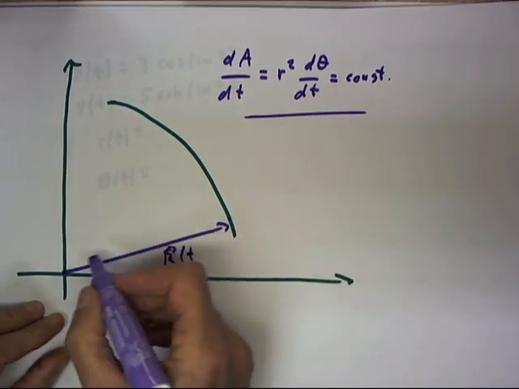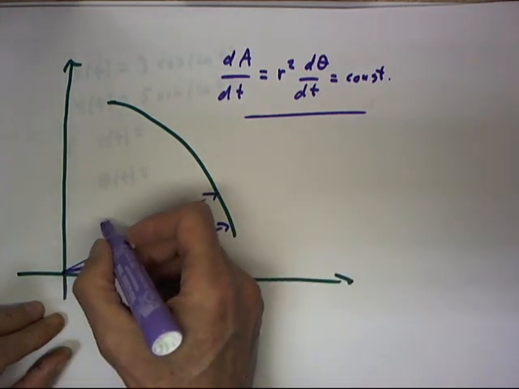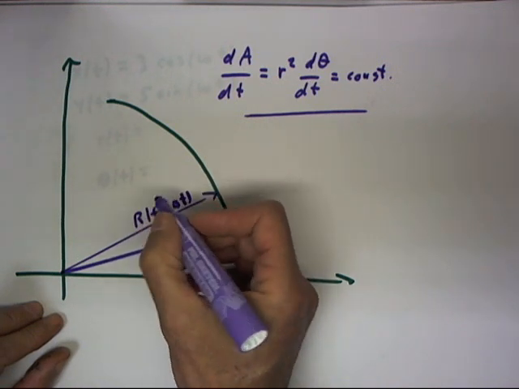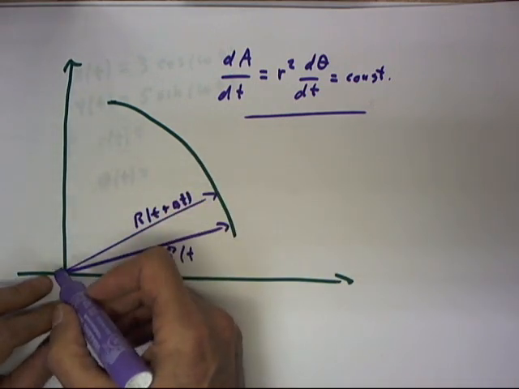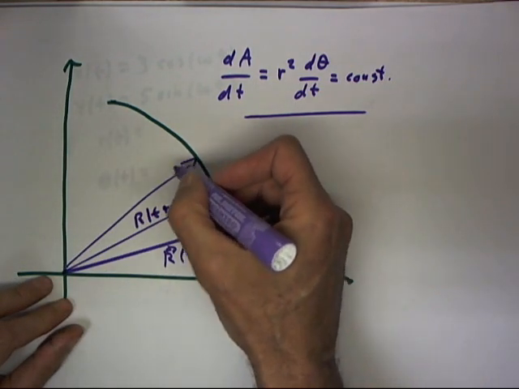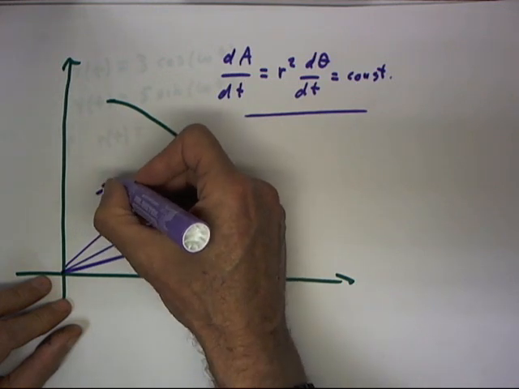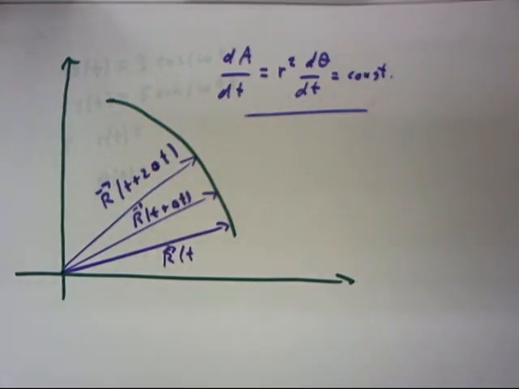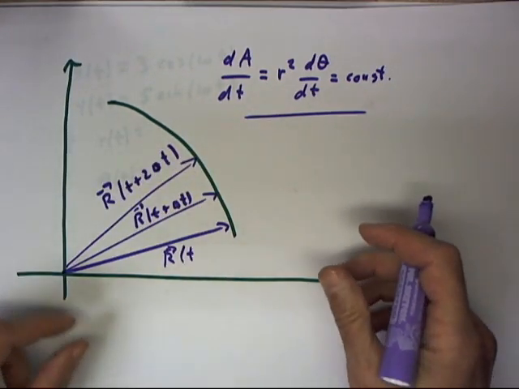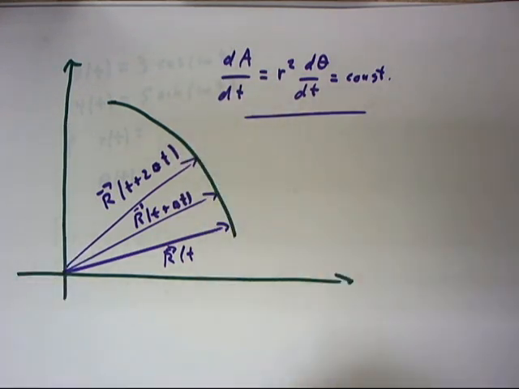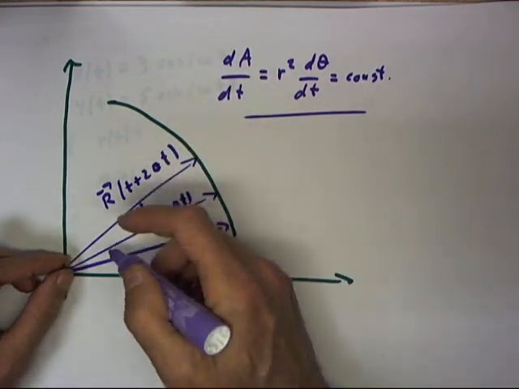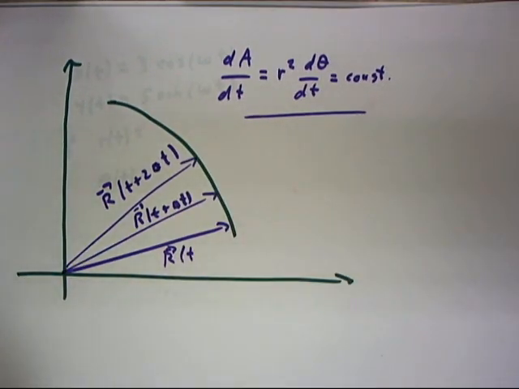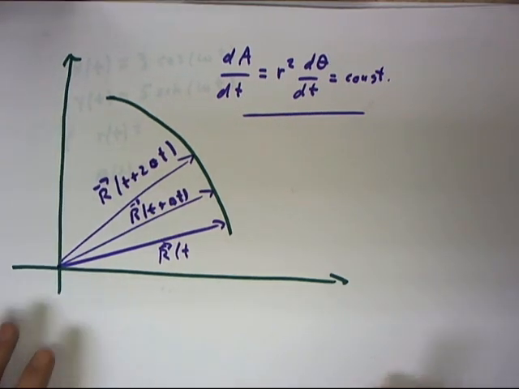meaning if I take r of t here and r of t plus delta t, and then let's say we take r of t plus 2 delta t. Now this isn't a very good picture because actually since r gets bigger here, then since this appears to have a slightly bigger angular increment, this picture is not going to be correct, as we'll see.